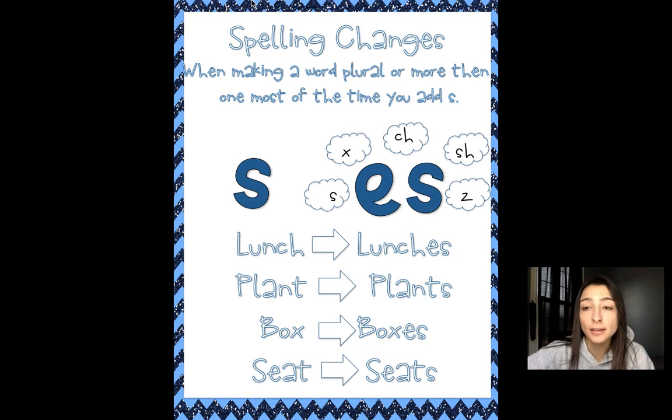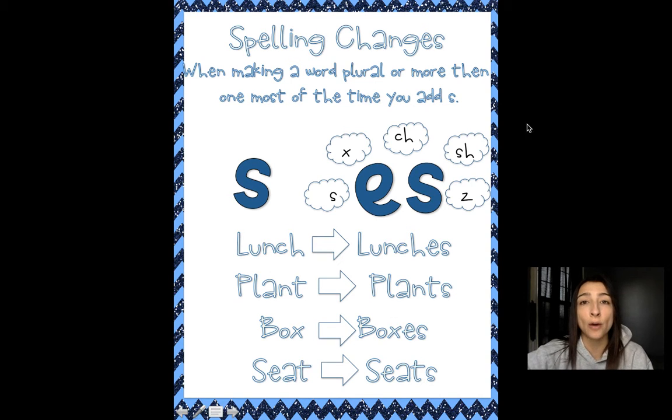So I wanted to review the spelling patterns that we need to pay attention to when we are going to be spelling our words. When you are making a word plural, which means more than one, you have to add an S, okay? And sometimes you have to add ES. Most of the time, you're just going to add S, but there are certain cases where you do have to end your word with an ES.